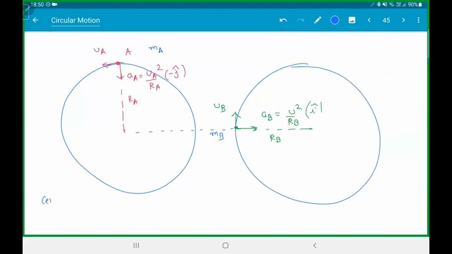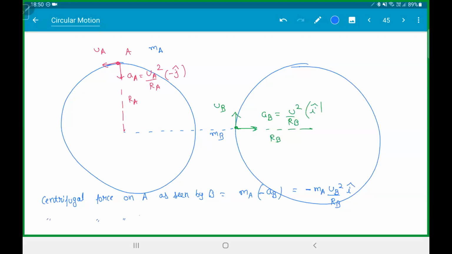So centrifugal force on A as seen by B is mass of the body ma, acceleration of the observer ab. So that would be minus ma vb square by rb I cap. That's your acceleration, pseudo force.